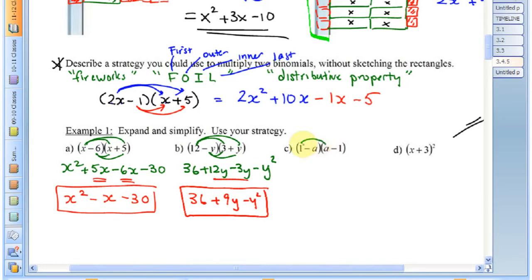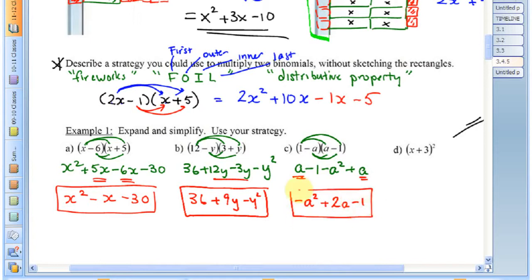Foil, first ones. 1 times A is just 1A or A, okay? 1 times negative 1 is negative 1. What's this? Negative A times A. Negative A squared. And negative A times negative 1 is plus 1A, or just A like this. And if you were to simplify once again, A and A, that means you have two of them. Now, just to let you know, most math people like to write the squared term first. So I'm actually going to write the negative A squared first. And then I'll put the two A's together to give me 2A. And then I'll copy the minus 1. So that's the preferred way of writing it out.